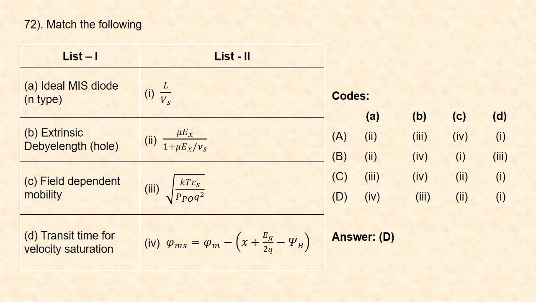Next, the extrinsic Debye length is given by the formula root of kT epsilon s divided by p naught q square. And next, the field dependent mobility is given by the formula mu into Ex divided by 1 plus mu into Ex divided by Vs. Then the transit time for velocity saturation is given by the formula L by Vs. So here option D is the correct answer.